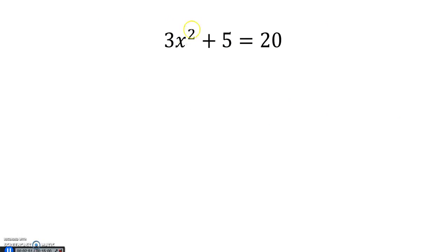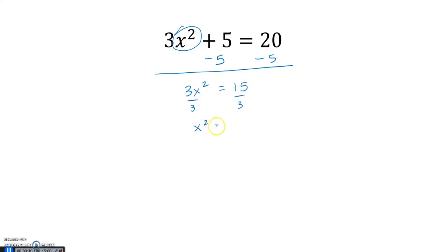First, if you notice, we have just a plain x squared. There are no other x's. So all I have to do is isolate. So I will subtract 5 from both sides. So 3x squared equals 15. Then I divide both sides by 3. And here is where the solving by rooting comes into play.